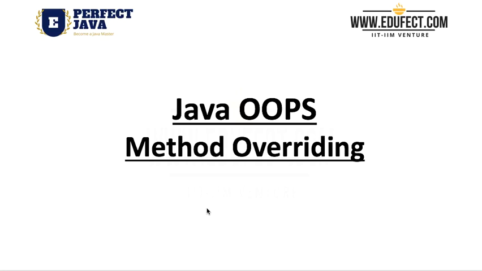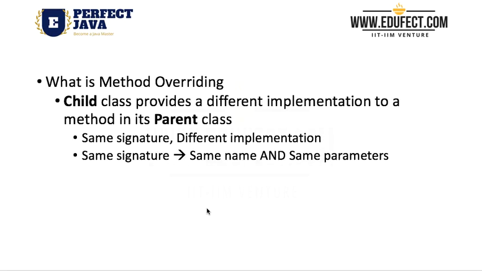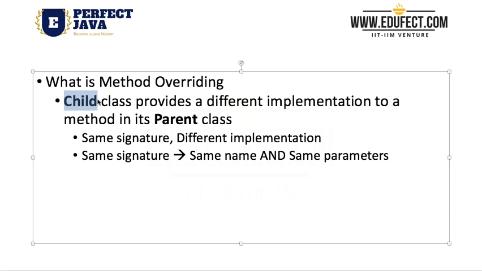In this lesson, we will learn about a very important concept, which is method overriding. So what is method overriding? Method overriding is a feature in which a child class provides a different implementation to a method in its parent class.